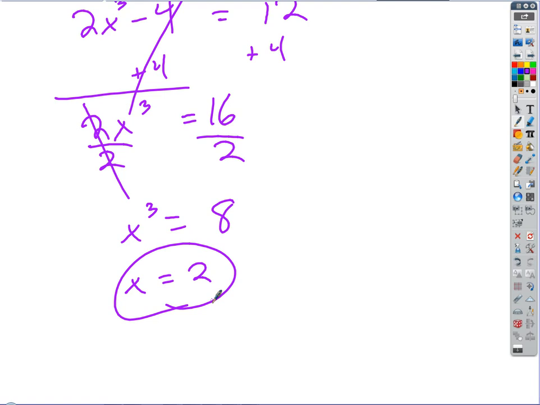Plug it back in. Yeah. Whenever you are doing a problem that says solve, it's so easy to check because you're going to get the value of the variable. Just plug it into the original equation and see if it works. You know if you got it right or not.